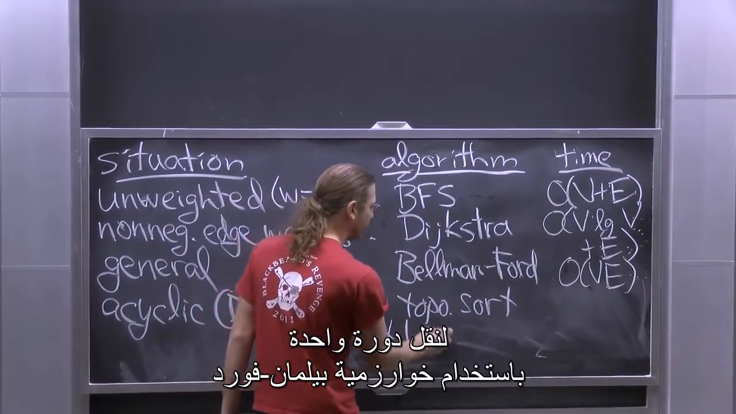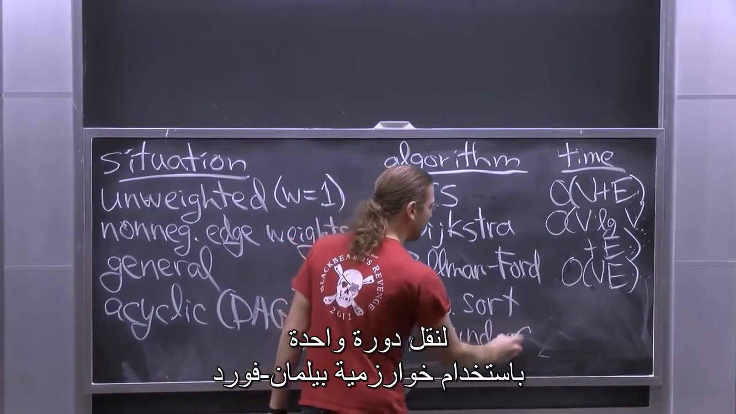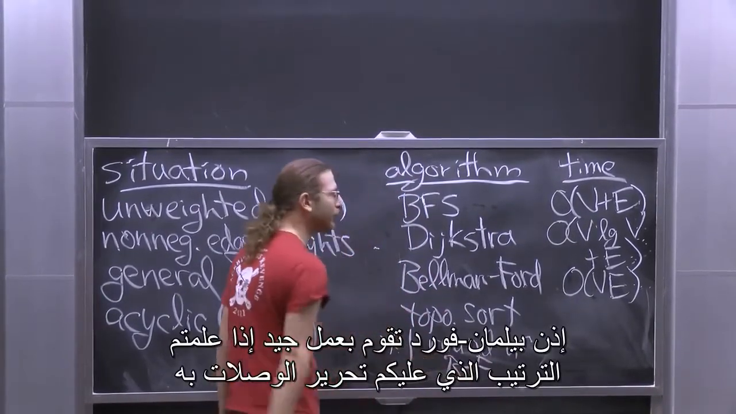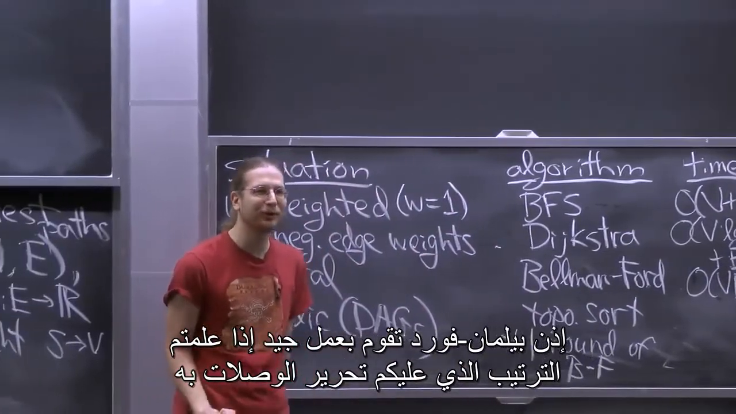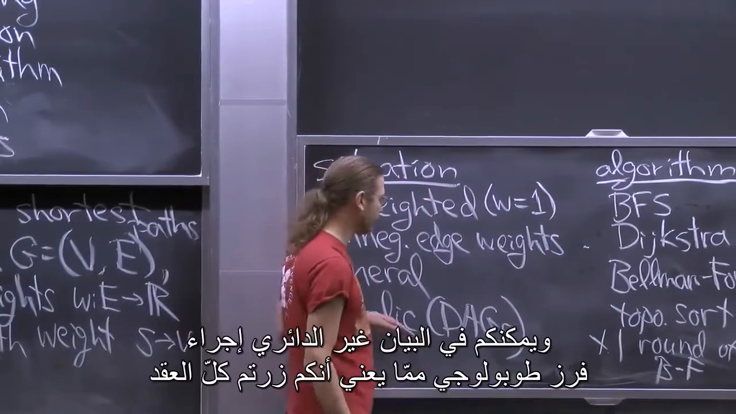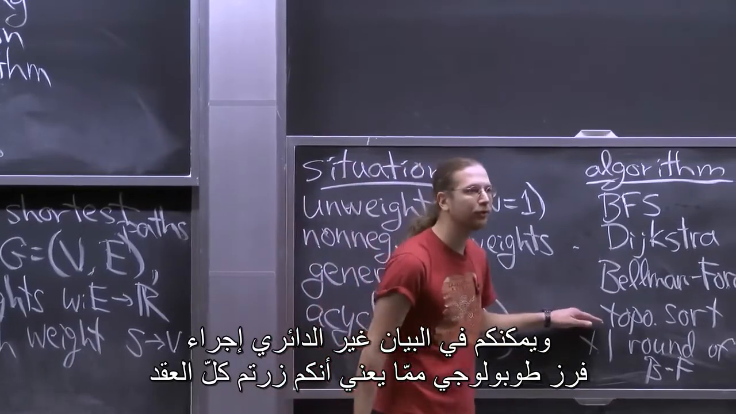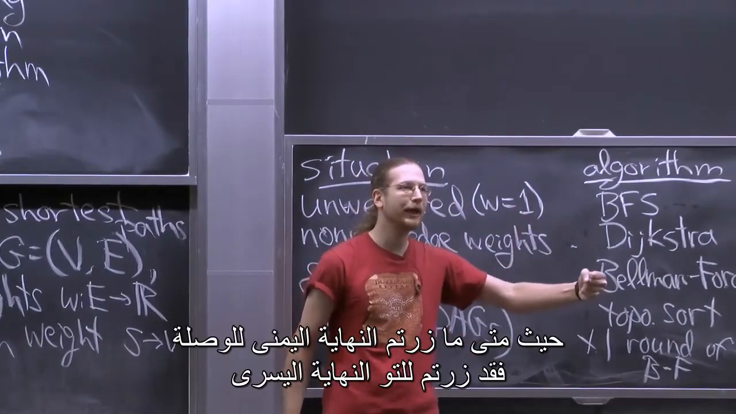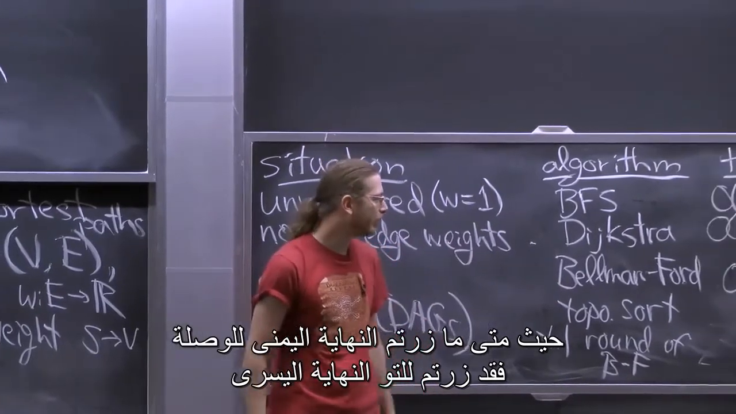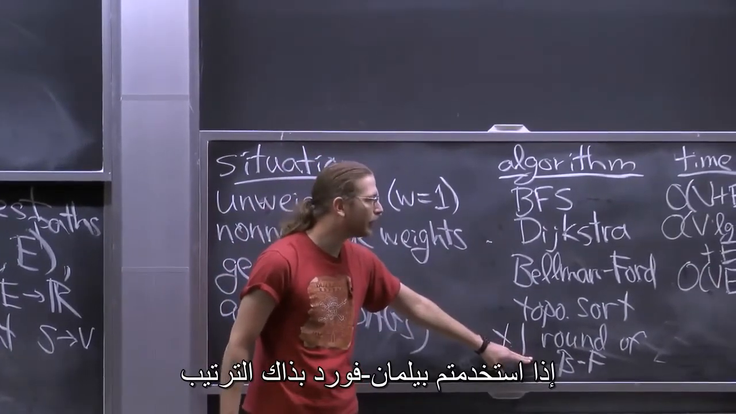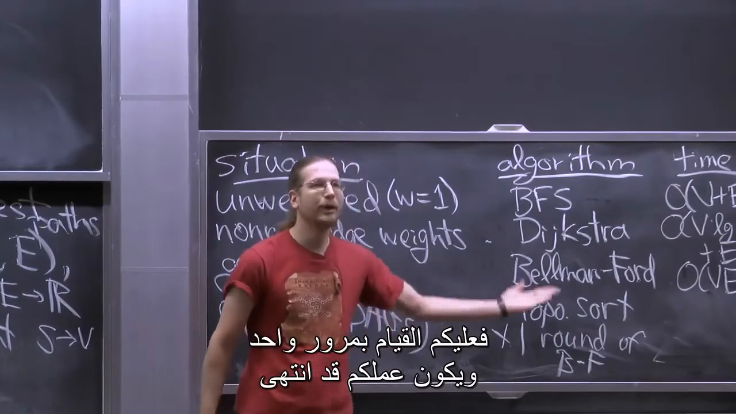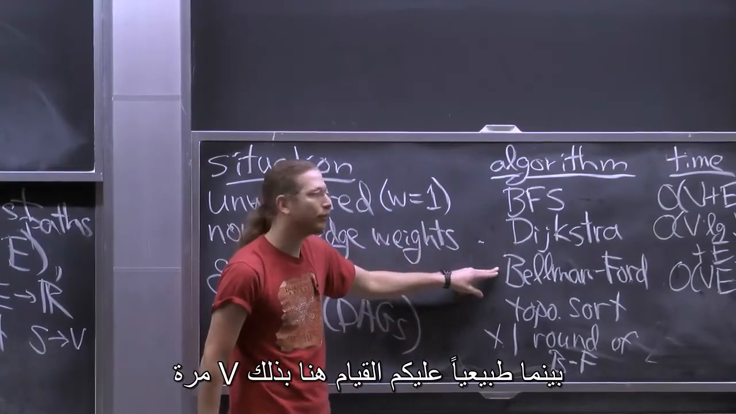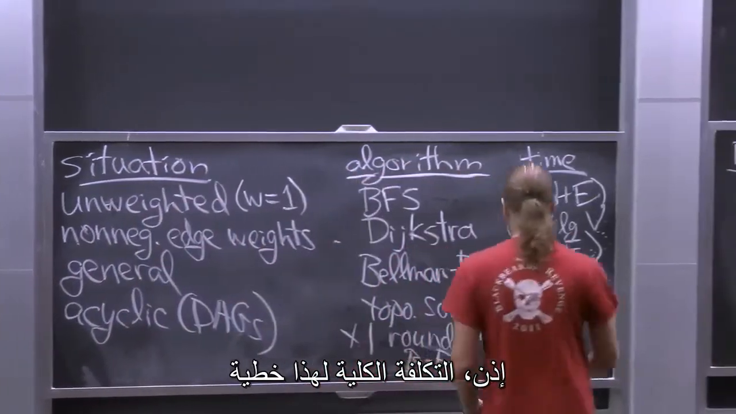Say 1 round of Bellman-Ford. So Bellman-Ford actually works really well if you know the order you should relax the edges. And in an acyclic graph you can do a topological sort, meaning you visit all the vertices so that whenever you visit the right endpoint of an edge, you've already visited the left endpoint. If you do Bellman-Ford in that order, then you only have to do one pass and you're done, whereas normally you had to do it V times. So the total cost of this is just linear.